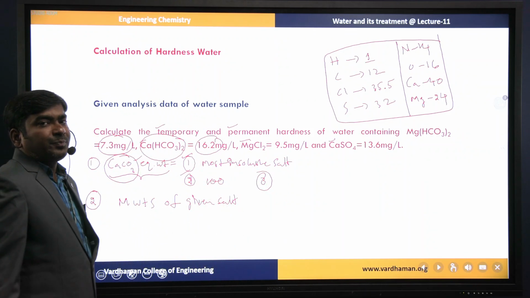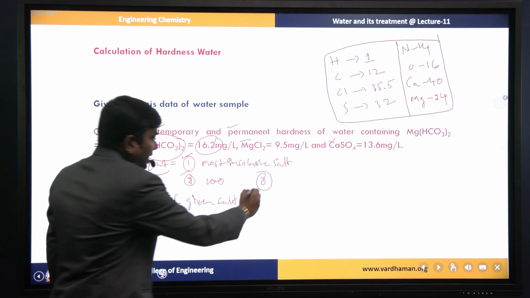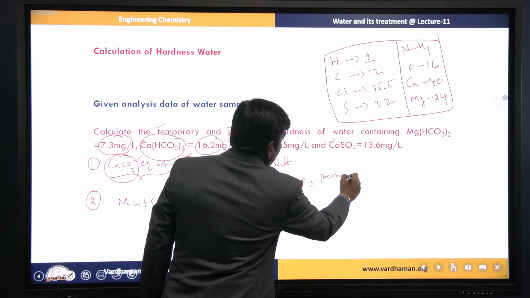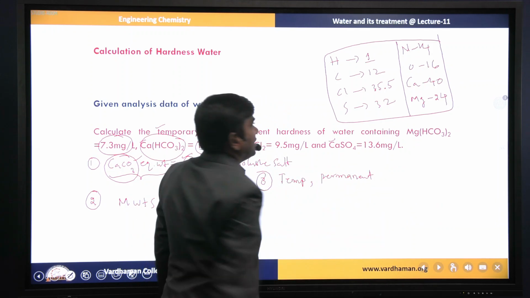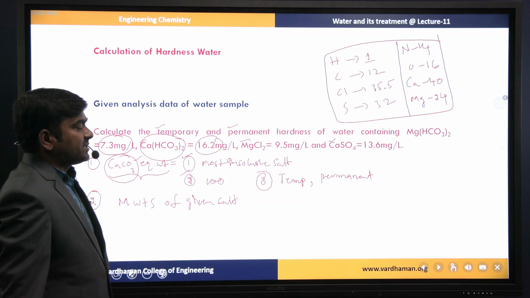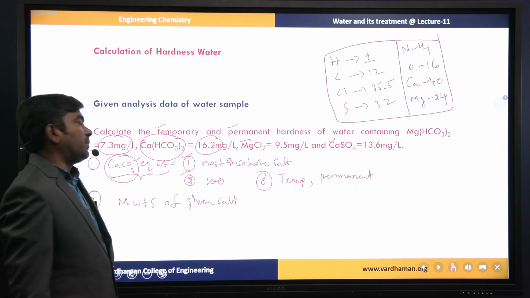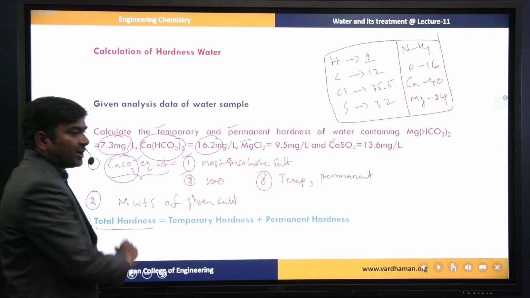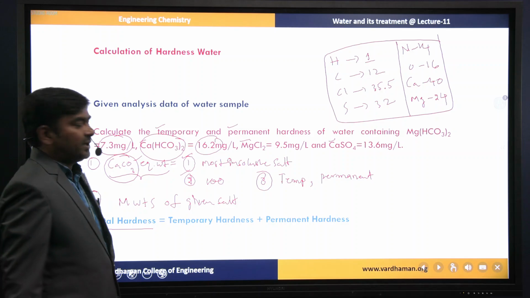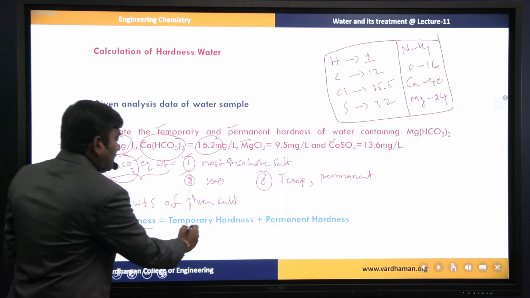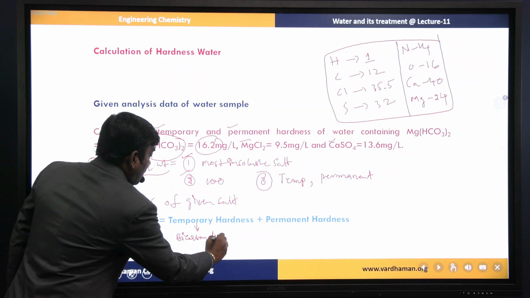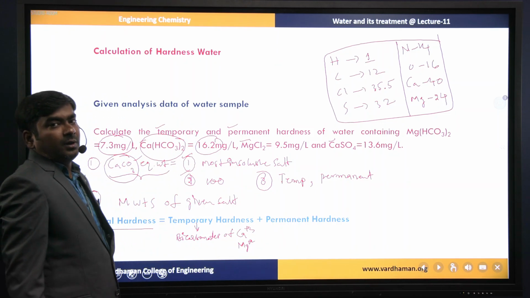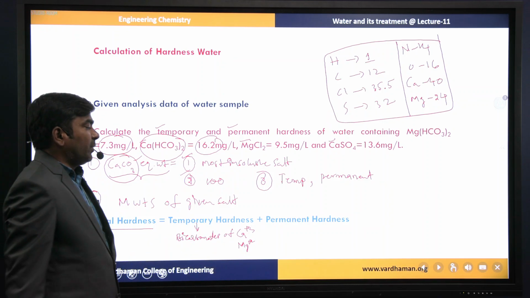Another important point: first you need to identify which salt is a temporary hardness causing salt and which salt is a permanent hardness causing salt. In the previous session we discussed which salt causes temporary hardness and which causes permanent hardness, right? Total hardness means temporary plus permanent hardness. And what causes temporary hardness? Bicarbonates of calcium plus 2 and magnesium plus 2, that means calcium bicarbonate and magnesium bicarbonate.